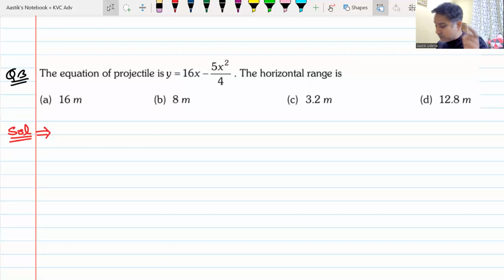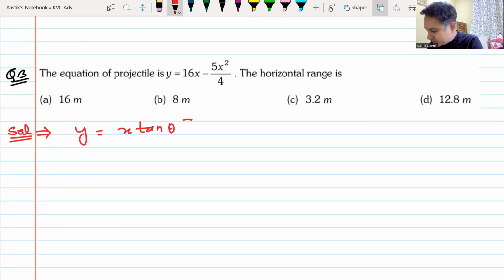We'll have to write this equation in that form. Let us first write that equation. y is equal to x tan theta into 1 minus x by R. That was the form. Yes or no? Yes, sir. That's it. I will write this equation in the same form. y is equal to, I have to take an x tan theta out. So 16x is taken out.